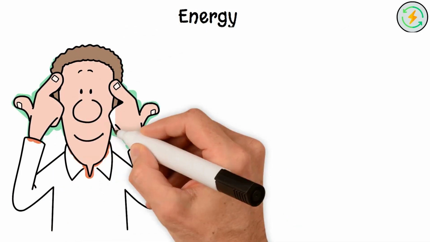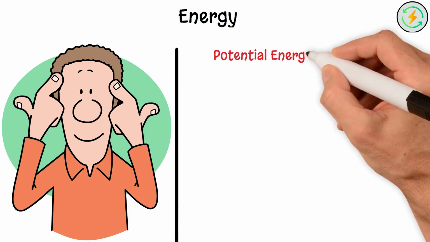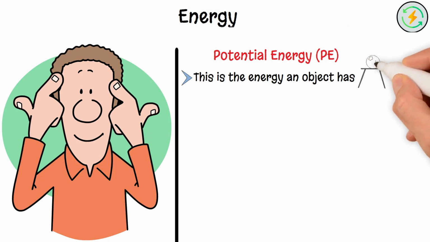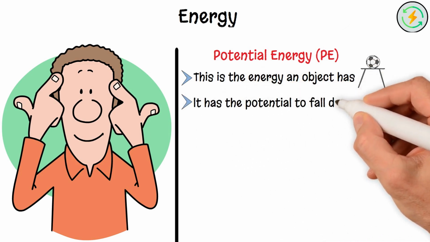Expressing these concepts mathematically, we get potential energy, PE. This is the energy an object has because of its position. Think of a hammer held up high. It has the potential to fall due to gravity.